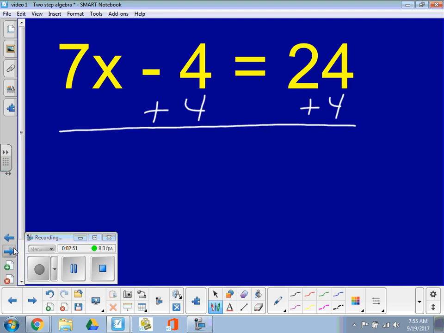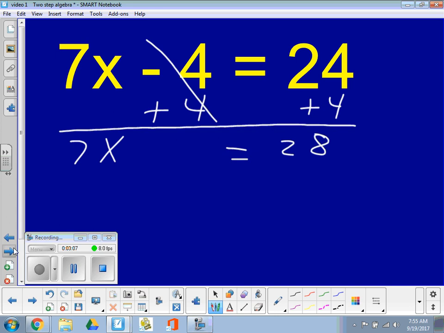When we do that, minus 4 plus 4, well, if it's 4 degrees below 0 and it warms up 4 degrees, it's back to 0. We want those two to cancel. Now we have 7x is equal to 28. 7 times a number is equal to 28.